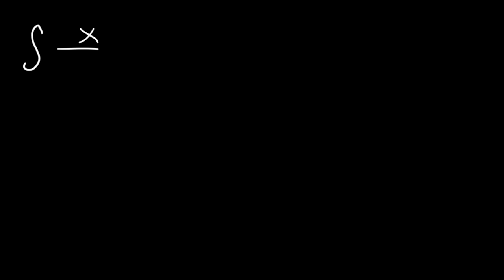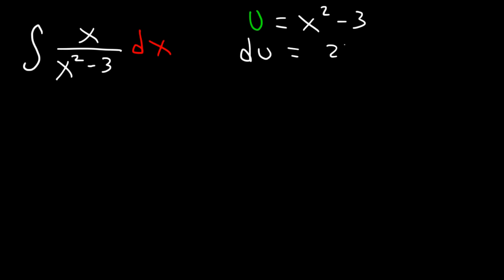What is the antiderivative of x divided by x squared minus 3? So what can we do in this problem? So here we could use u-substitution again. Let's make u equal to x squared minus 3. Now the reason why we want to do that is because du is going to be 2x dx, which can cancel with the x on top. So now let's solve for dx. dx is equal to du divided by 2x.